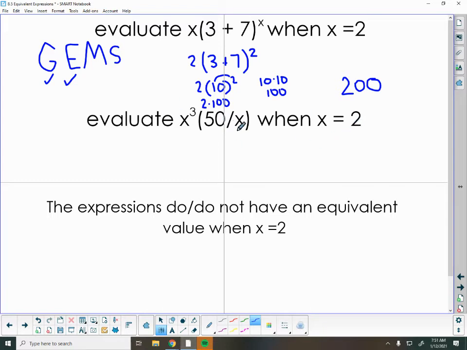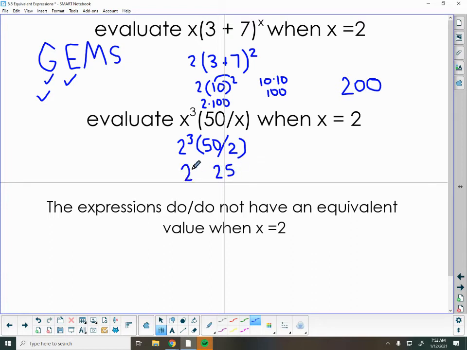Okay, so now we need to evaluate this one. So x still equals 2. So we have x cubed, parentheses, 50 divided by x. Let's go ahead and plug in 2 for x. So here we have 2 cubed, parentheses, 50 divided by 2, close parentheses. Okay, so we need to do what's in our groups first. So here we have 50 divided by 2. So if I take 50 and cut that in half, we get 25.